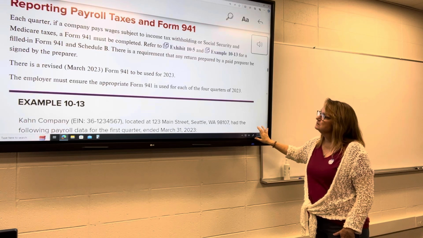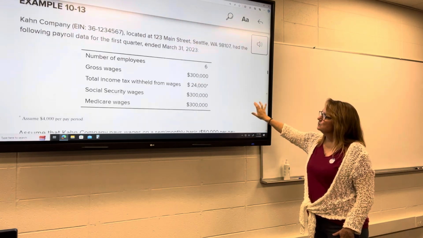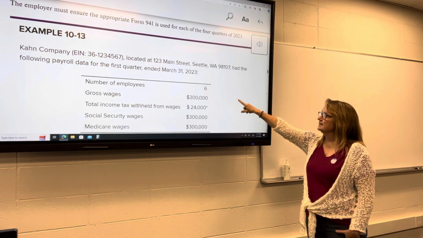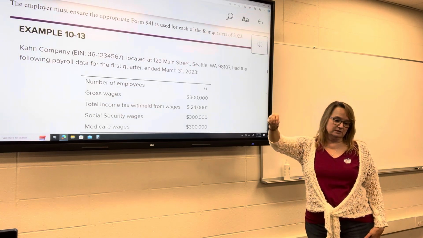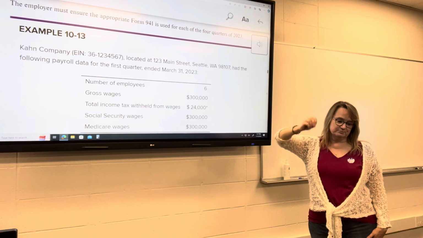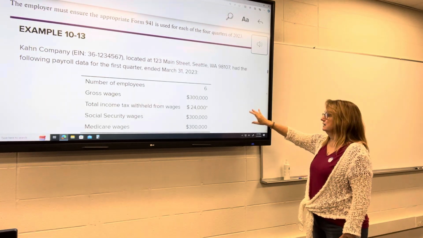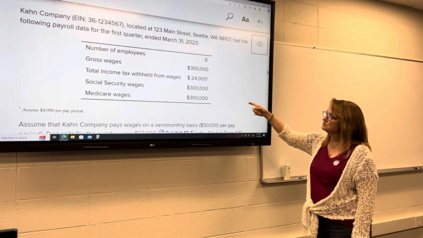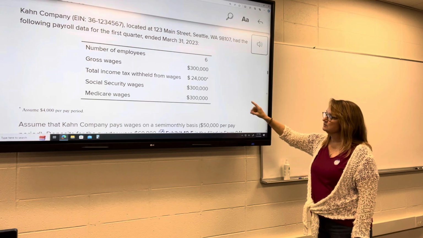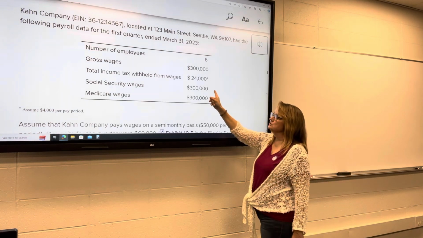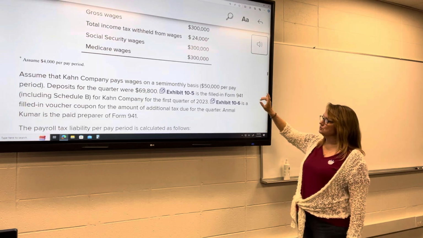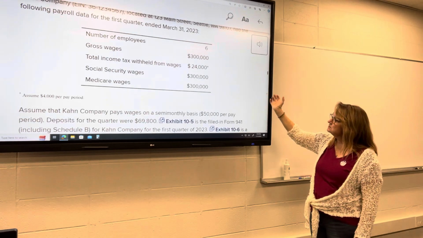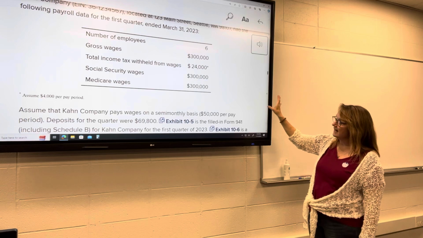So, yeah, here's an example here. You have to indicate the number of employees that were working there during a particular day of a particular pay period. So I guess they just use that for data collection. Gross wages, how much income tax was withheld. In this example, they're giving you the Social Security wages and the Medicare wages. I guess we can assume that nobody was over that $160,200 mark with those wages, but you would have to calculate that out.